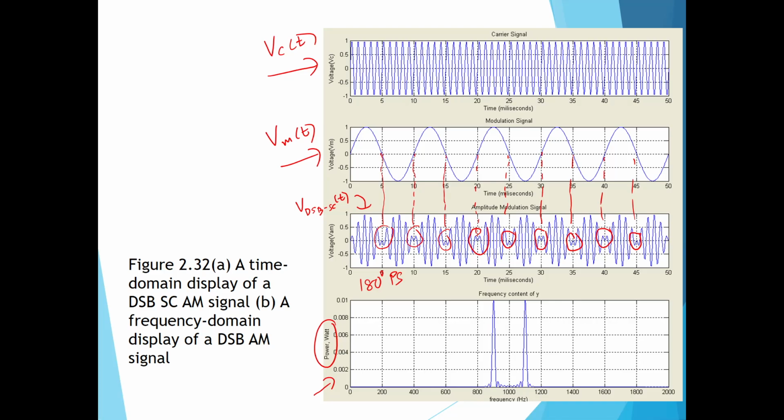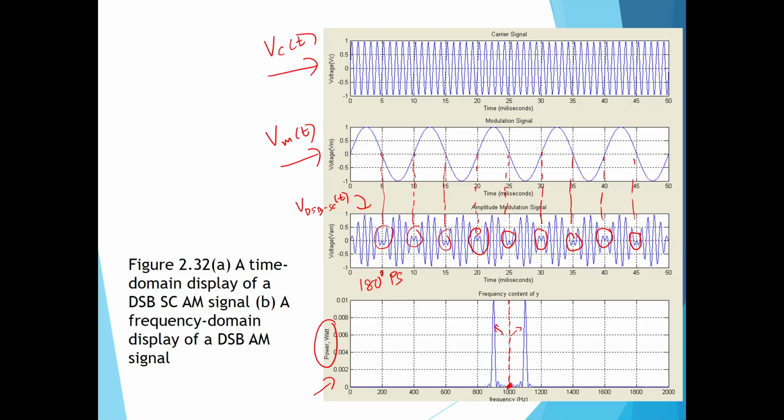So for double sideband suppressed carrier, you see that the carrier component has been suppressed. Initially we have the carrier like this. When the carrier is suppressed, what happens is that the power is distributed to the upper and lower sideband, and the power becomes increased at the sidebands compared to the double sideband full carrier.